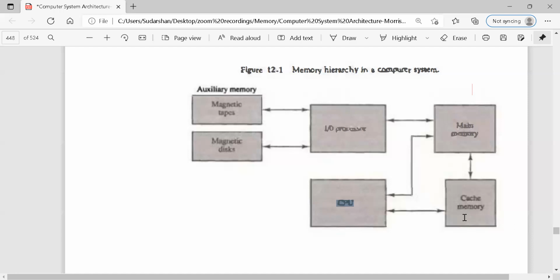To compensate the speed difference between the main memory and CPU, we have one more memory that is sitting as the interface between CPU and main memory. That memory is called cache memory. Of course, you can recall cache memory is based on the principle of static RAM.